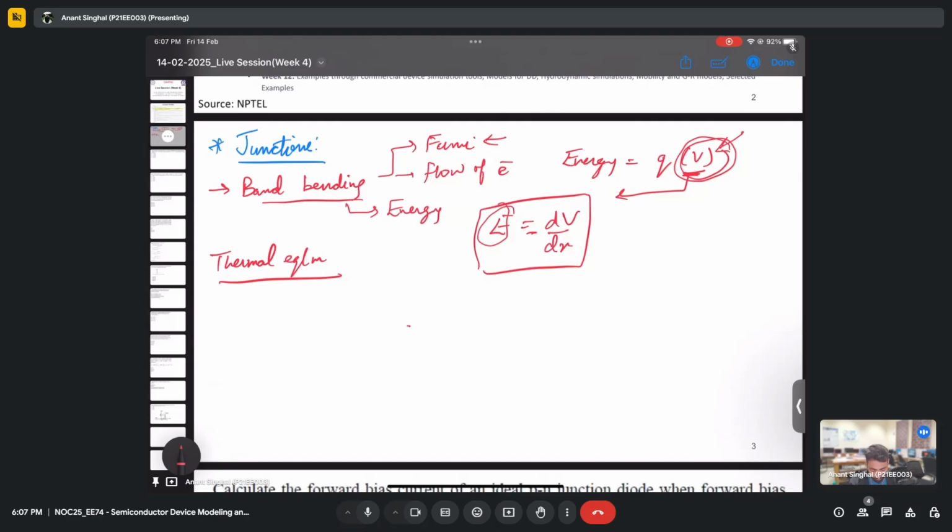For this condition, what happens is, whenever we join two materials at thermal equilibrium, their Fermi levels align. We'll be seeing how they align, and maybe quickly using some very basic mathematics.